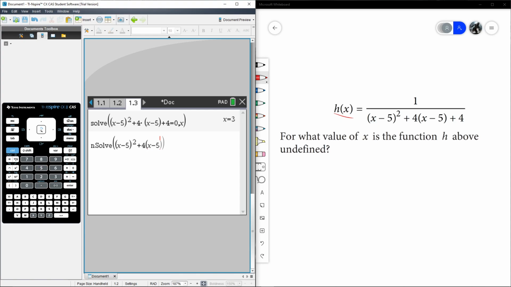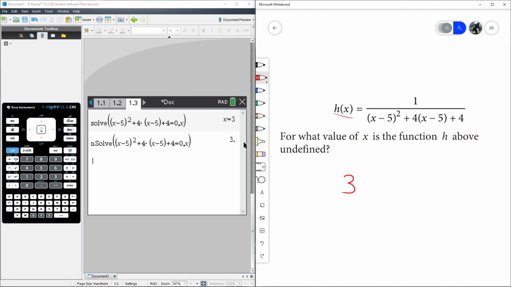And so in the case of something like a quadratic equation where there may be multiple results, that could be a disadvantage. However, in this case, it should just work fine. See, the answer is 3. And so this is a free response question, so your answer would just be 3.